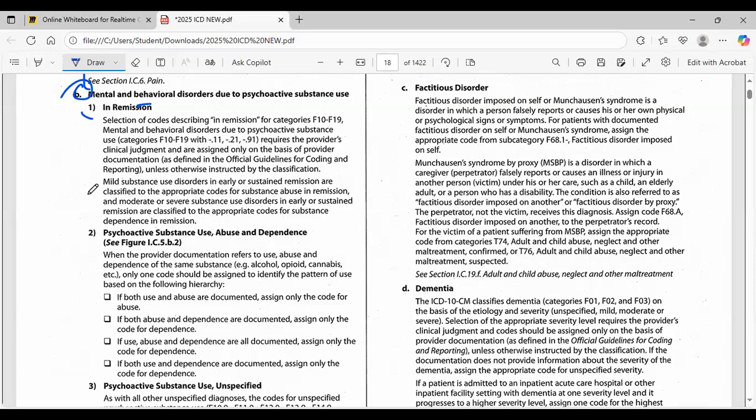So the conclusion of this guideline is just a one-liner: we have to use the in remission code only if it is documented. If the doctor does not mention in remission, in that case you will not use the in remission code separately unless the provider specifies in remission in the documentation.